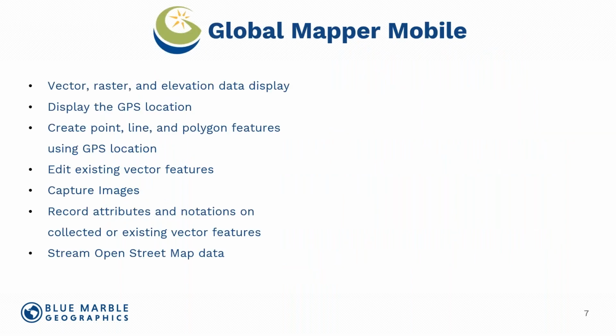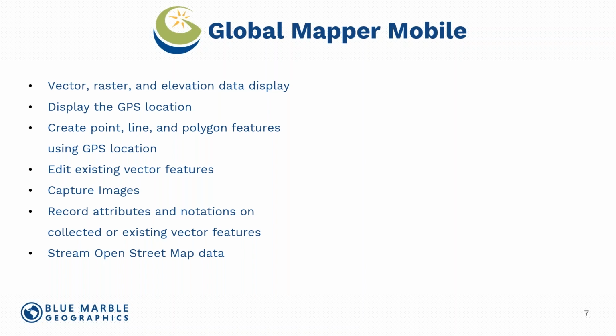So that's a great transition there, and we'll start talking about the free version, Global Mapper Mobile. We've got the logo, and that'll be the app icon that you'll see in the Apple App Store or Google Play Store for Android. And that's how you would download this app. It is a free download, as Jeff said. So you can go ahead, download Global Mapper Mobile and check it out.